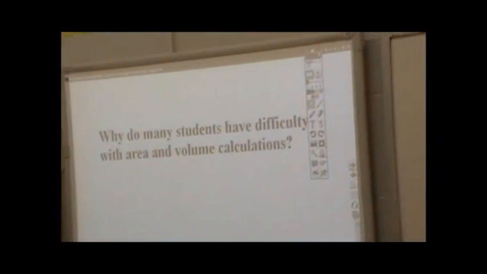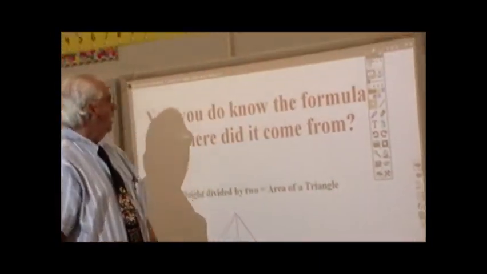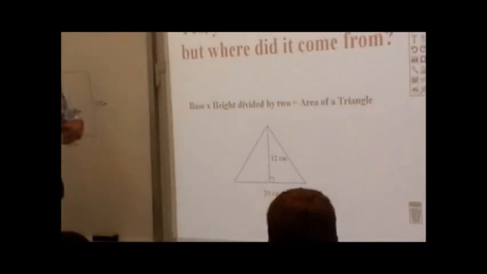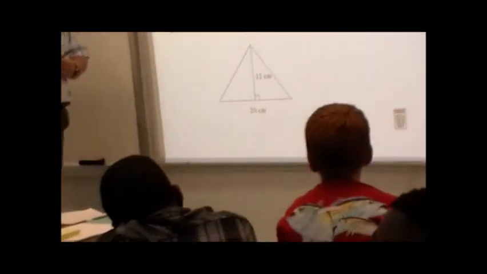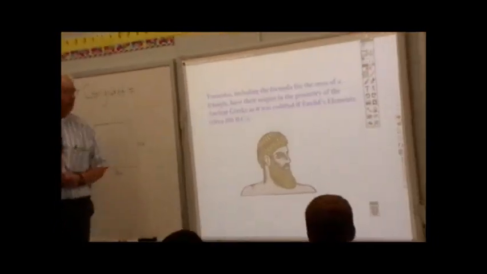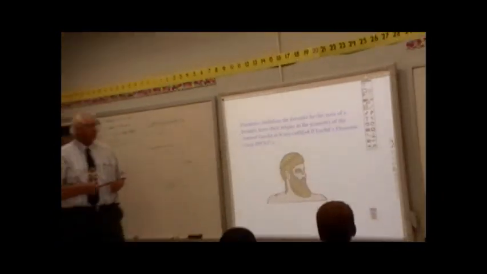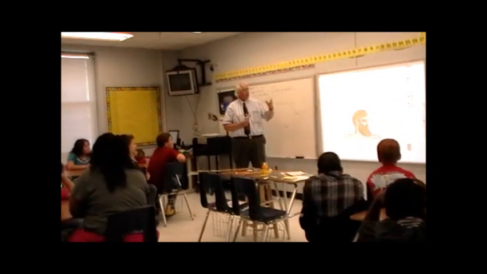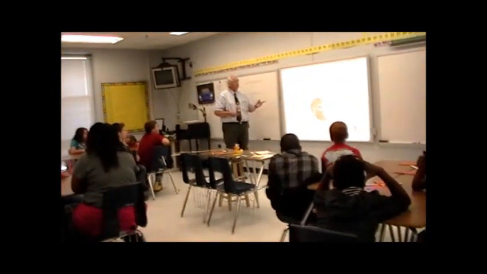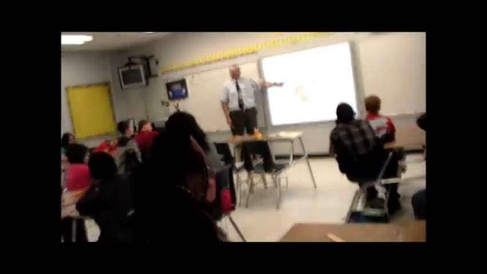Okay, we already talked about why students have difficulty with area and volume calculations. You know formulas, but where did they come from? Base times height divided by 2. You already know that. We've studied it. We've talked about it. Formulas, including the formula for the area of a triangle, have their origins in the geometry of the ancient Greeks. It was codified or written in Euclid's Elements. This is a book he wrote about math. What's his name? Euclid. And he was around in 300 BC.